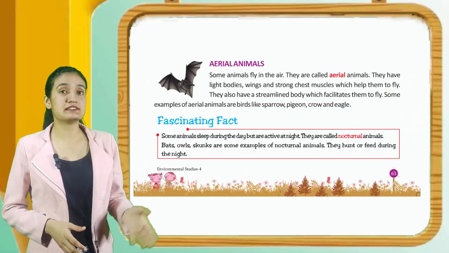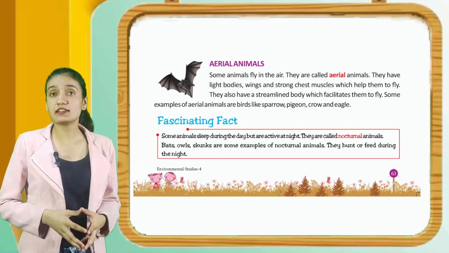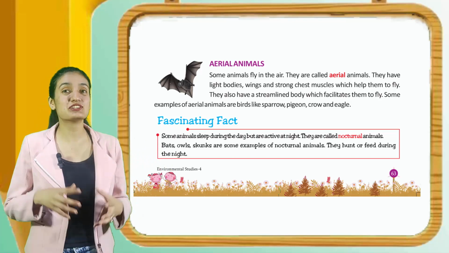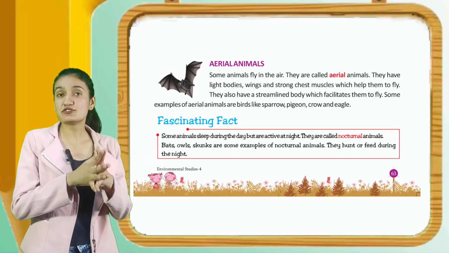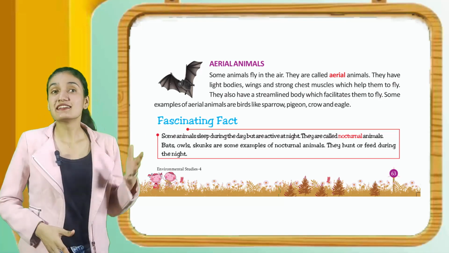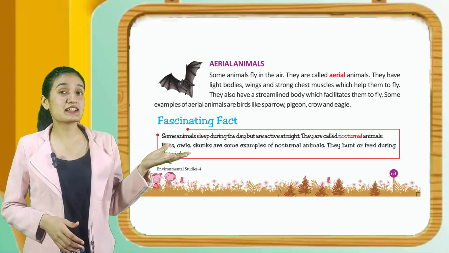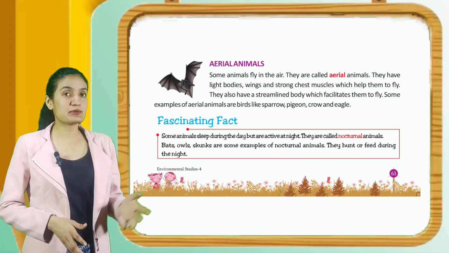Now, aerial animals. Some animals fly in the air. They are called aerial animals. They have light bodies, wings and strong chest muscles which help them to fly. They also have a streamlined body which helps them to fly. Some examples of aerial animals are birds like sparrow, pigeon, crow and eagle. Here you can see an aerial animal.